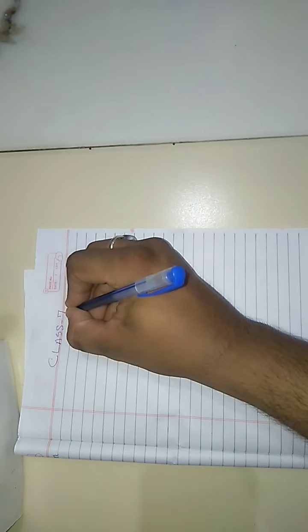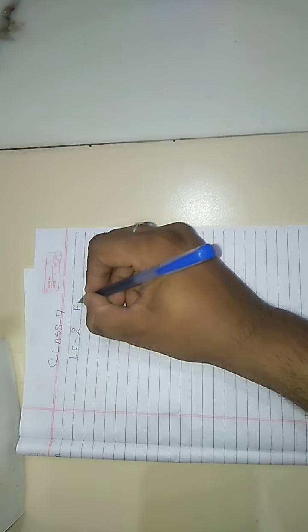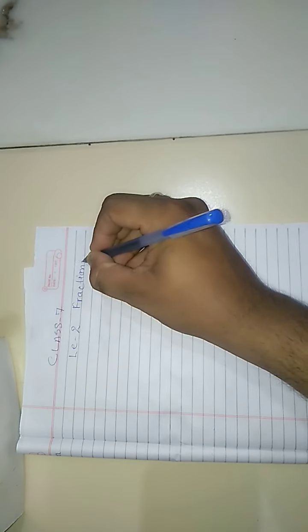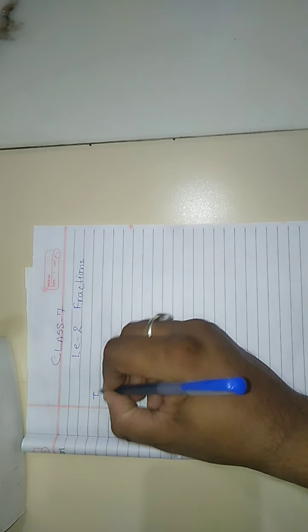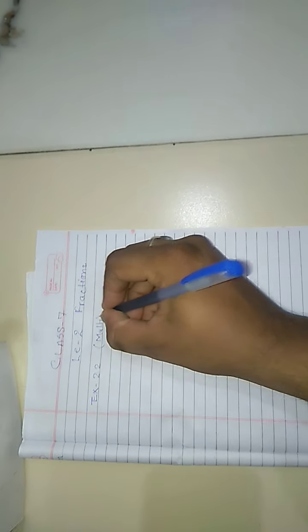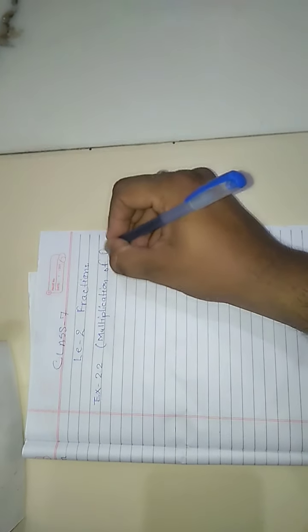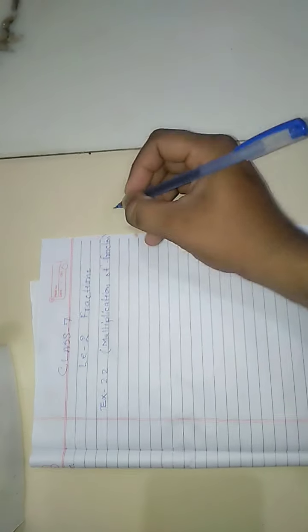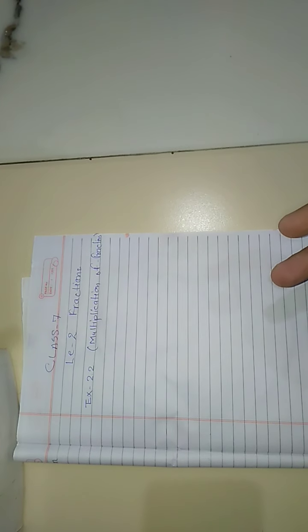Exercise, class 7th, fractions. Exercise 2.2 is about the multiplication of fractions, that is, how you multiply 2 or 3 fractional numbers.